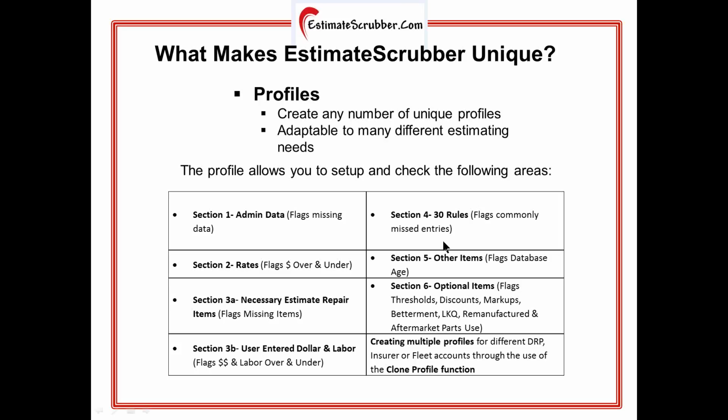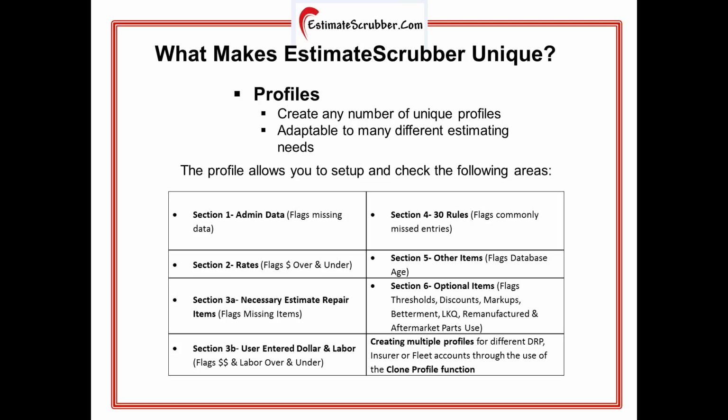It covers administrative data. It covers rates. And if you set a $50 rate, it will flag it if it's over or under that rate. It looks for necessary repair items and can flag missing items, or if you don't ever want to see something on an estimate, you can select I don't want to see this on an estimate, and it will flag it. The interesting thing about this is you can select verbiage from all 3 information providers and put it in there, and it will scrub CCC, Mitchell, or Auditex estimates looking for these items.